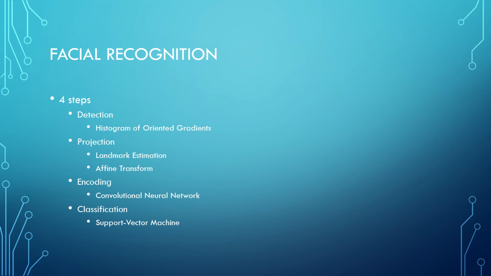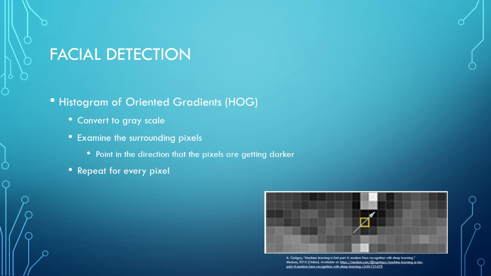Moving along, facial encoding is the actual extraction of features from the face that will be used in the classifier in order to determine whose face it is that we're examining. For that we use a convolutional neural network, which is very common nowadays for facial recognition techniques. And the final portion is the facial classification. For that I use a support vector machine. It's a very quick and efficient way to classify the images with the output that we're getting from the convolutional neural network. So going into this first process, facial detection.